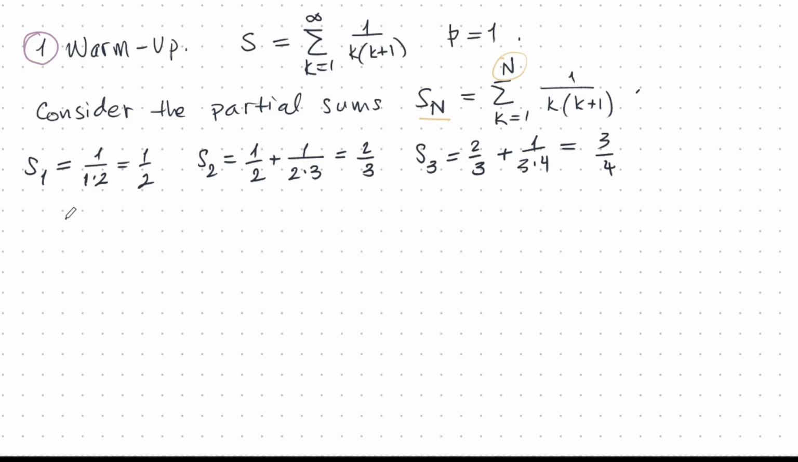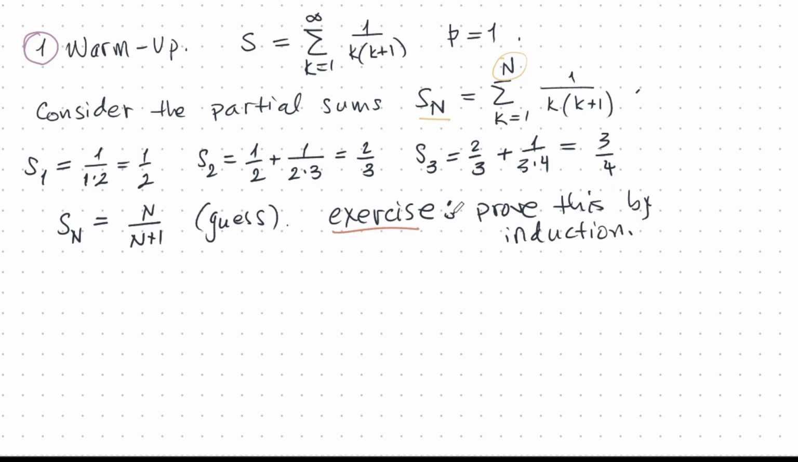From looking at this evidence, I can guess that S sub n is n over n plus 1. This is just a guess, okay? However, we can make it more than just a guess, and I'll leave that to you to do. Prove this by induction. And now to find big S, the sum here, I take the limit as n goes to infinity of the partial sums S sub n, and that's 1. So this sum, S, is 1.